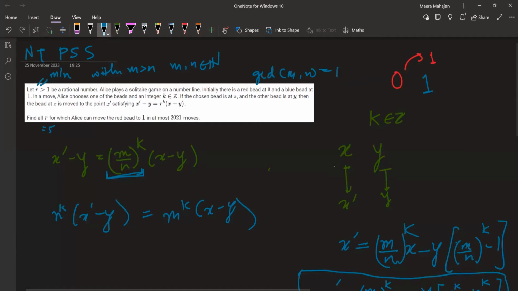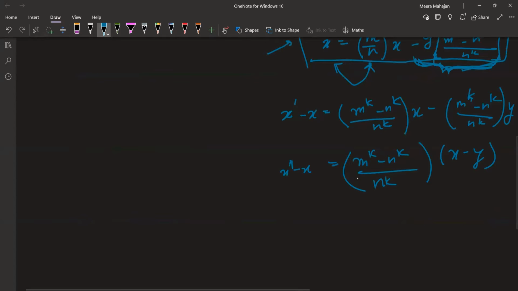No, here it is x prime minus y, and the equation we got is x prime minus x. Had it been minus y here, then okay, so think about this. What is special about this? This term, for any k, what is common about it? M minus n divides it. Very good. M minus n always divides this term.